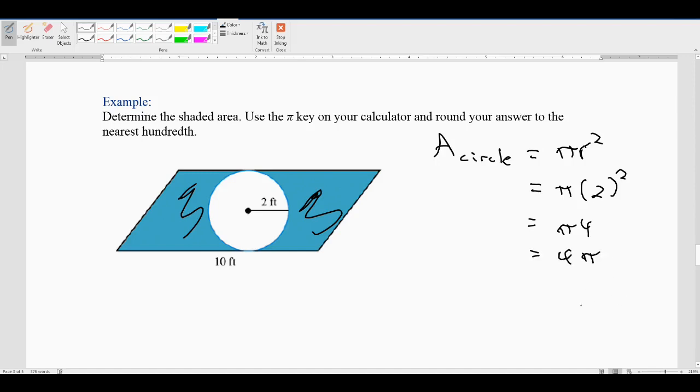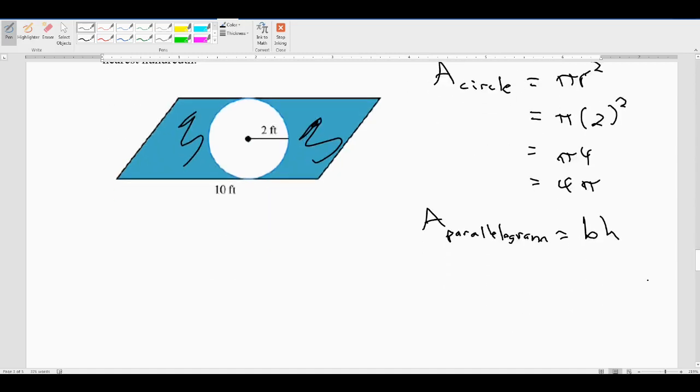Leave it like that. But then this is a parallelogram. And if you remember, the formula for area of a parallelogram is base times height. I've already got the base. That's given to be 10. It's the height I need. But here comes a circle, and I need this height.